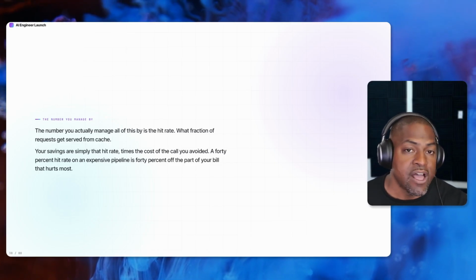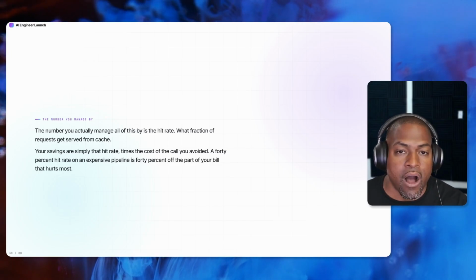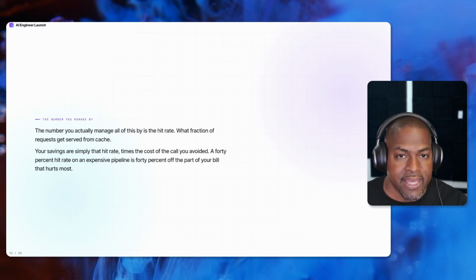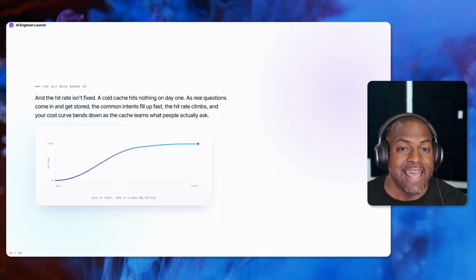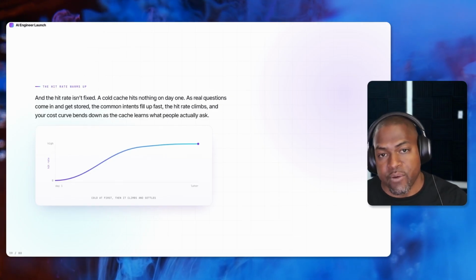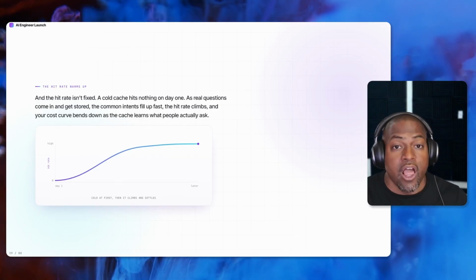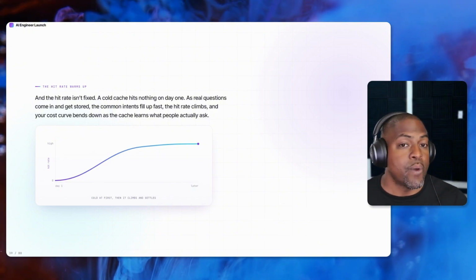And the hit rate isn't fixed. A cold cache hits nothing on day one. As real questions come in and get stored, the common intents fill up fast, the hit rate climbs, and your cost curves bend down as the cache learns what people actually ask. You don't have to wait for that though.